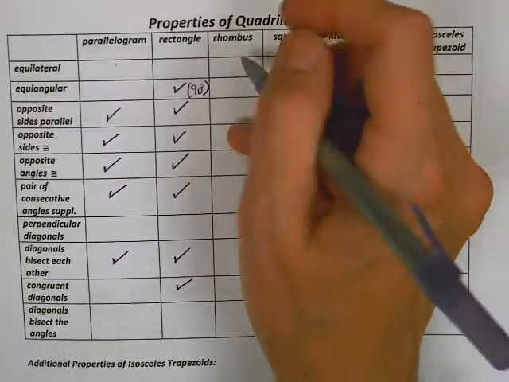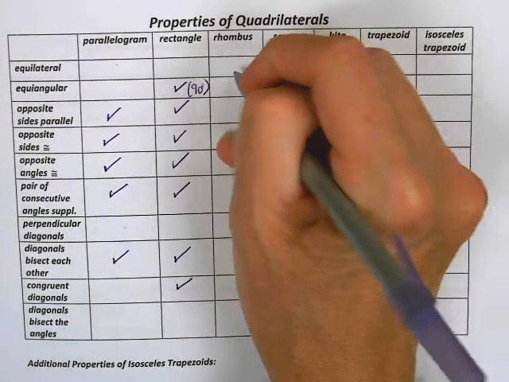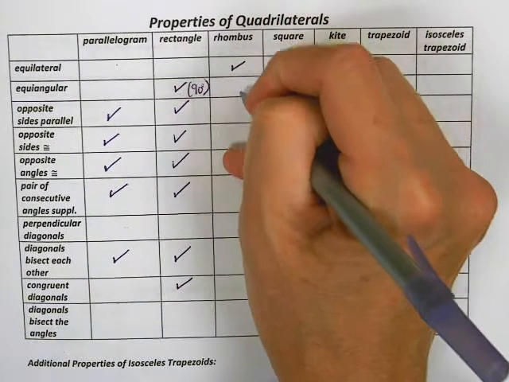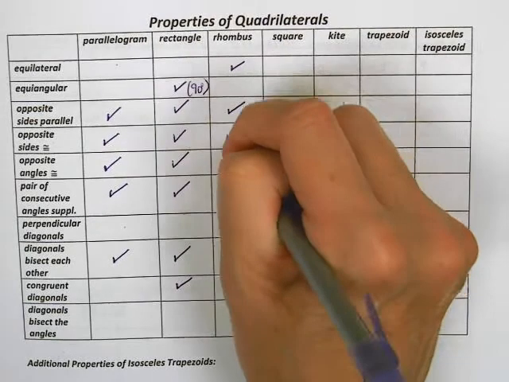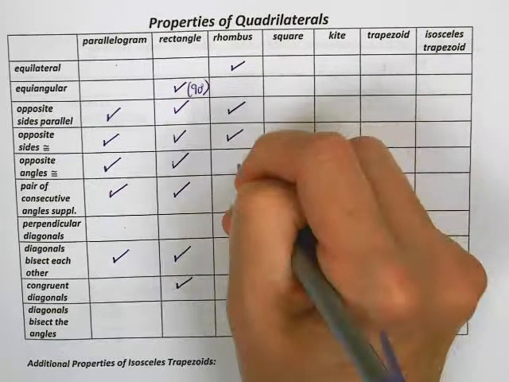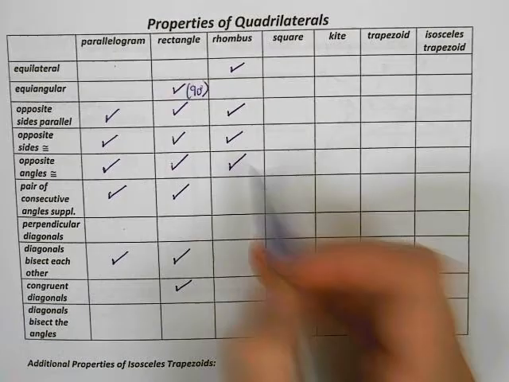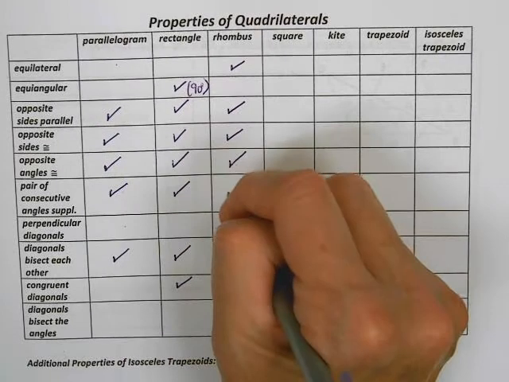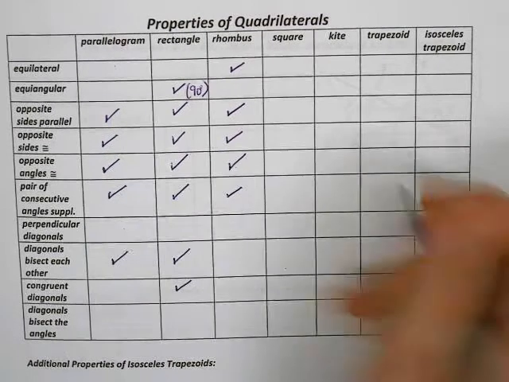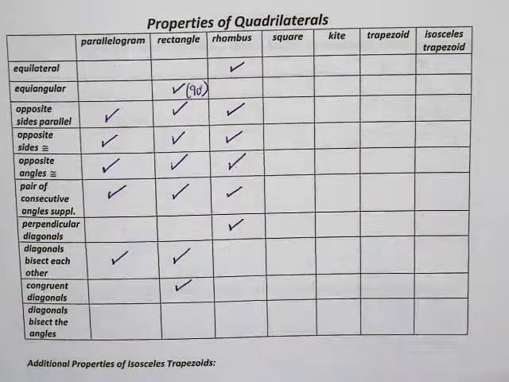In a rhombus, it is equilateral. That is true. It is not equiangular. The opposite sides are parallel. The opposite sides are congruent. The opposite angles are congruent because, of course, it has to have the same properties as a parallelogram. Consecutive angles are supplementary. The diagonals are, in fact, perpendicular on this one.